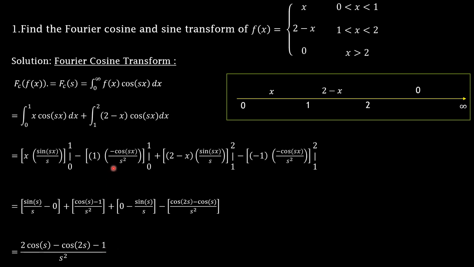So, what is the Fourier cosine transform of the given function, students? The Fourier cosine transform of the given function is 2 cos s minus cos 2s minus 1 by s square. So, that completes the first part of the question.